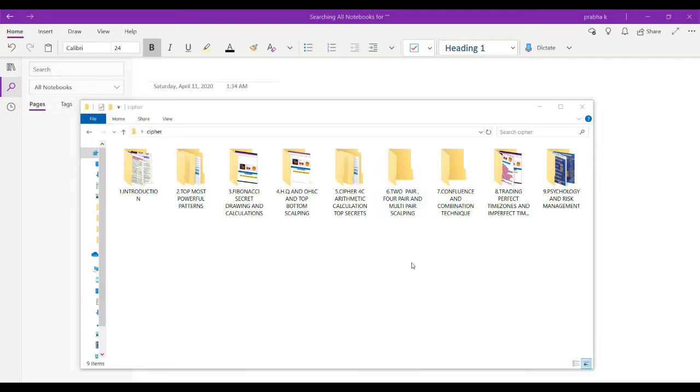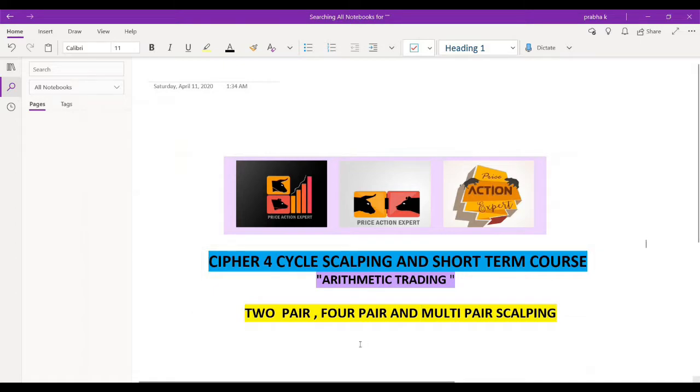But now in this part of the series, I'm going to show you how to take the same risk, 1% only, by using 2 pairs or using 4 pairs or multi-pair scalping. But I will not recommend this.